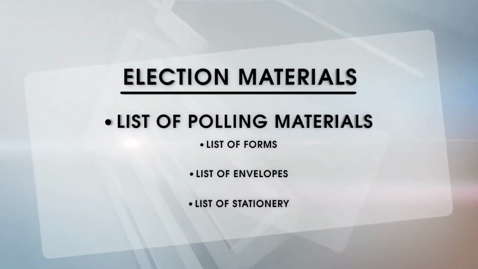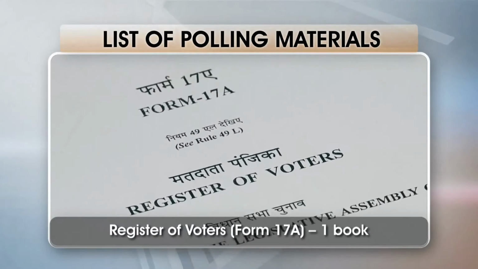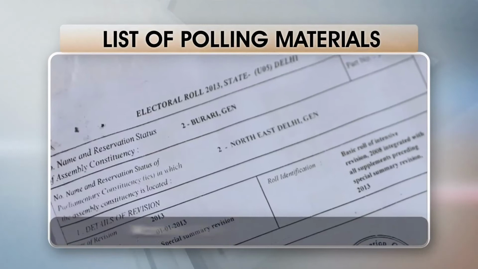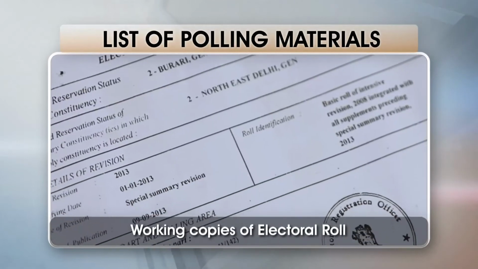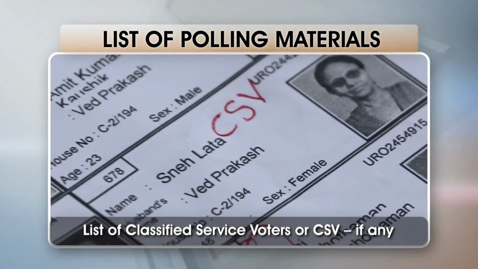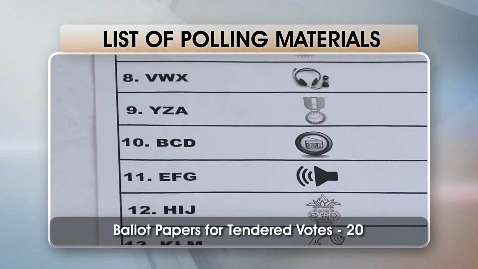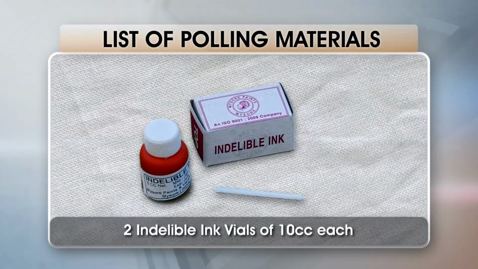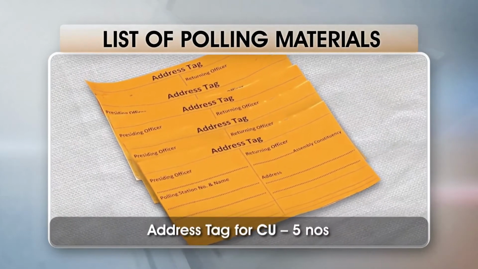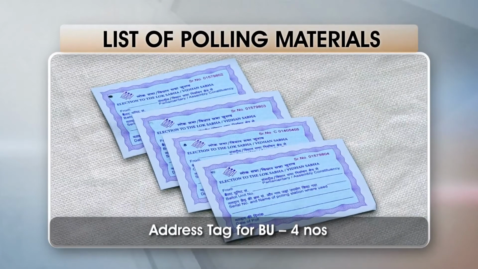List of polling materials. Register of voters, Form 17A, 1 book. Voter slips, 1,600. Working copies of electoral roll. List of classified service voters, or CSV, if any. Ballot papers for tendered votes, 20. 2 indelible ink vials of 10 cc each. Address tag for CU, 5 numbers. Address tag for BU, 4 numbers.